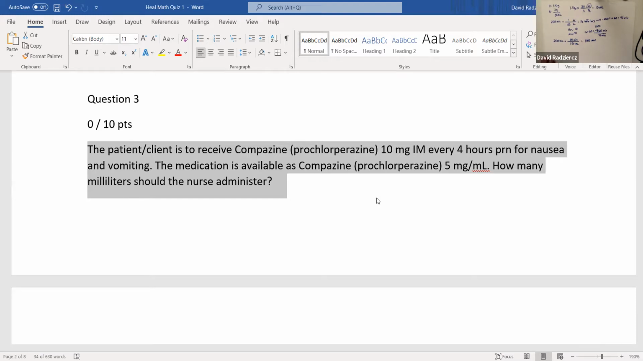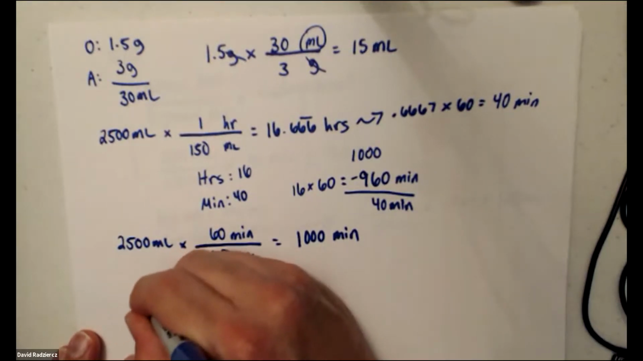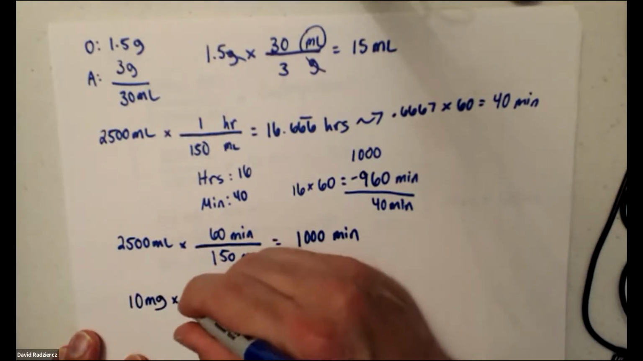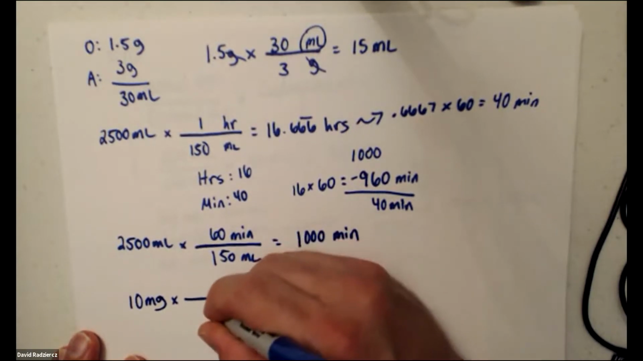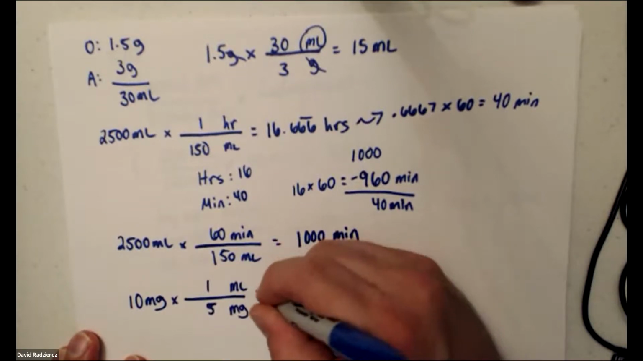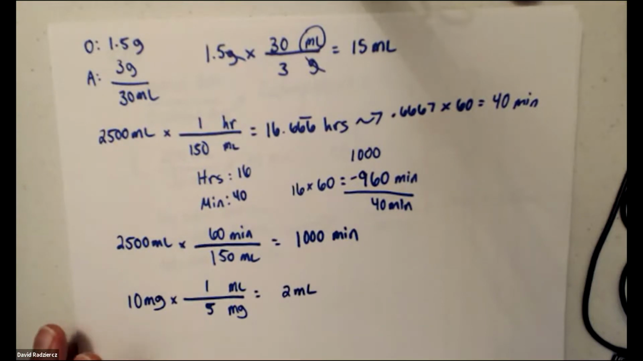So this is a pretty straightforward question, and it is similar to your reconstitution questions. I always start with the order. So the order is 10 milligrams. We have available 5 milligrams per milliliter. So my answer for this question would be to administer 2 milliliters of that medication.